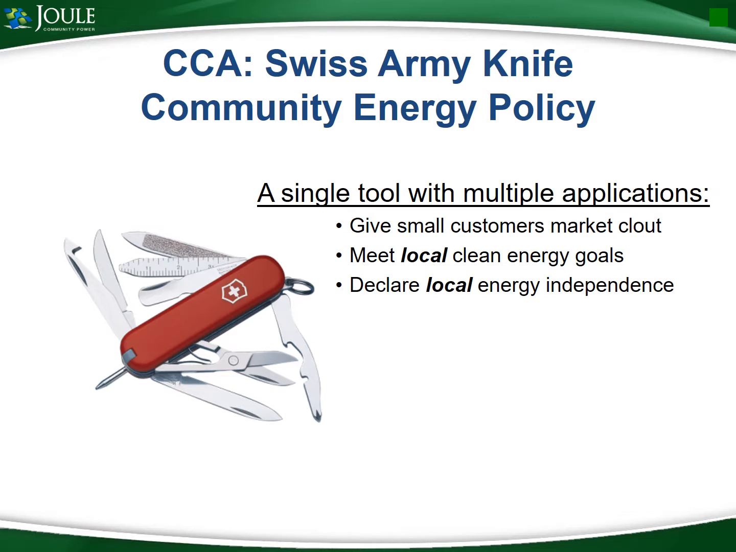So that's what CCA is, but more importantly is what CCA does. The real power of community choice aggregation is in the multiple functions that it can serve for your community. We like to call it a Swiss Army knife, meaning that it can enable you to accomplish any and all of your local clean energy goals. It gives small customers market clout by banding them together and helps you declare local energy independence. CCA lets you dictate the terms of how you generate and purchase electricity in your community.